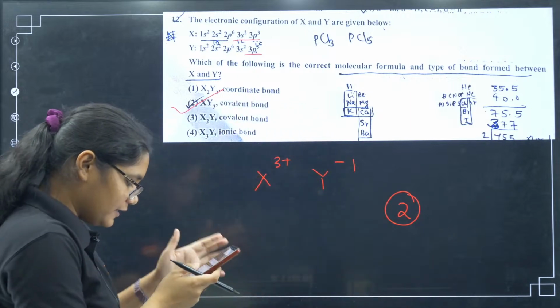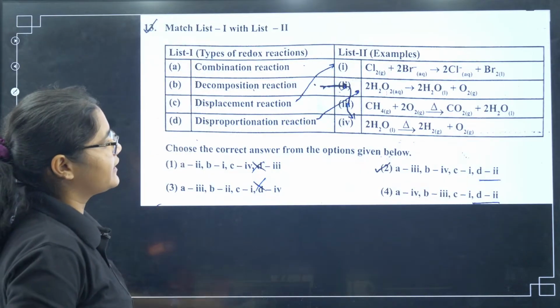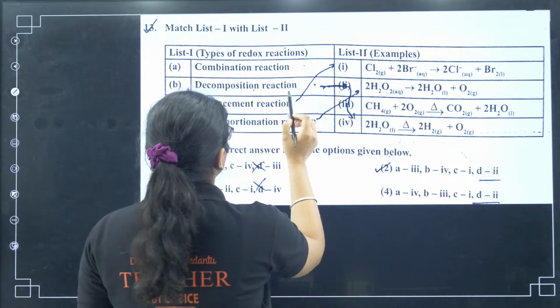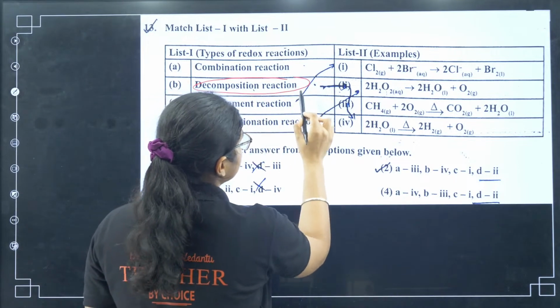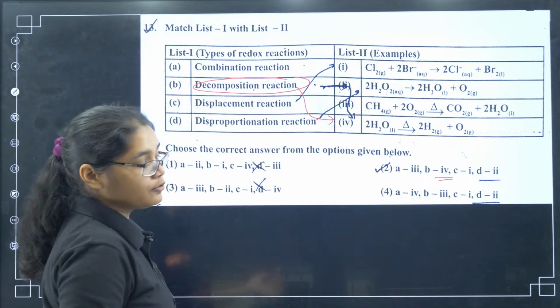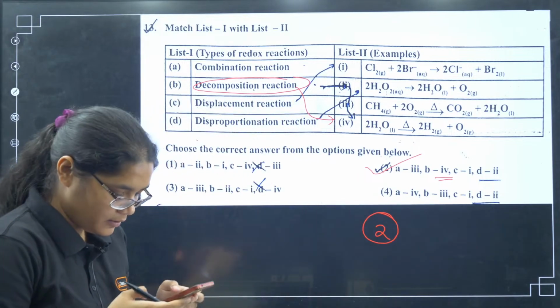Okay. Next we have question number 12, combination reaction. You know in a combination reaction, 2 elements will combine, while in a decomposition reaction, it will break. So B has to be 4 and I can see only one option with B equal to 4. So the correct answer for this question will be option number 2 here.